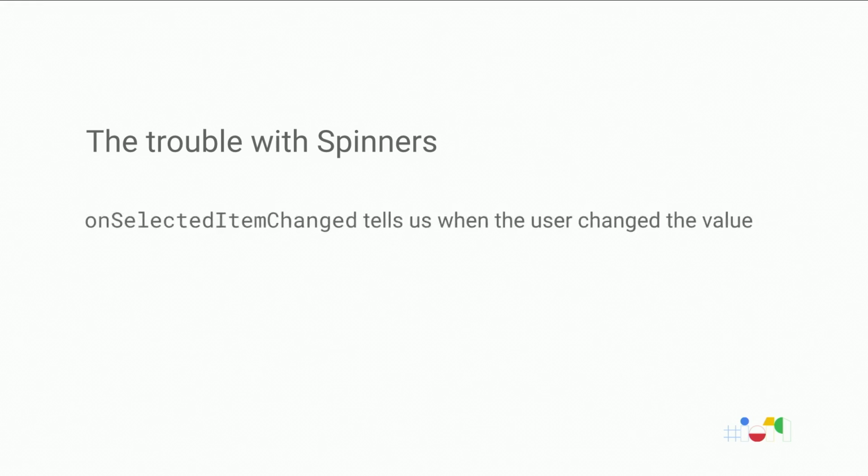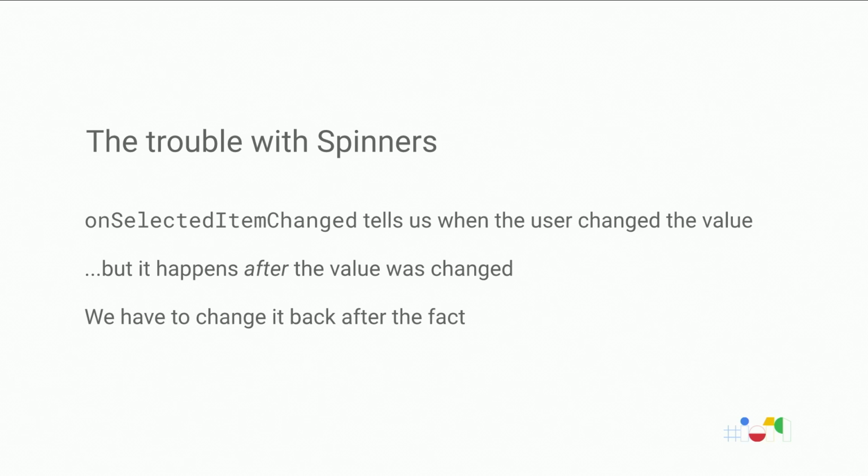And it's got this onSelectedItemChange listener that tells you when the user changed the value. You've picked a new value from the dropdown. And it gives you this callback after the item's already changed. And for a lot of UIs, this is kind of useless, because then you have to change it back after the fact.